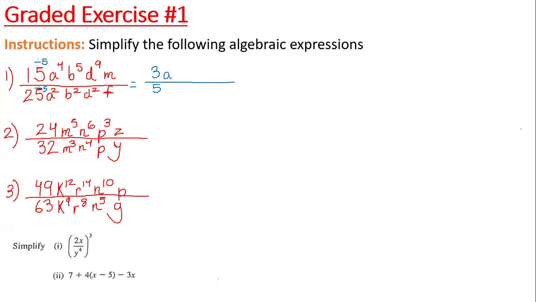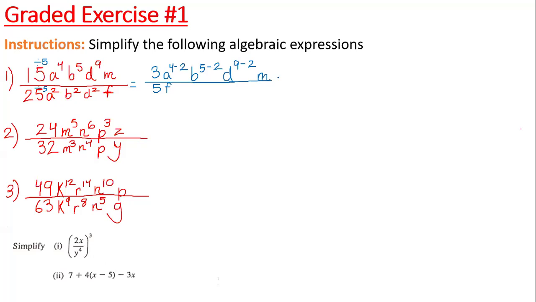So it's going to be a to the 4 minus 2. And it's going to be b to the 5 minus 2. Very good. What else do we have? d to the 9 minus 2. Very good. M. What are we going to have for the bottom? 5F. Very good.